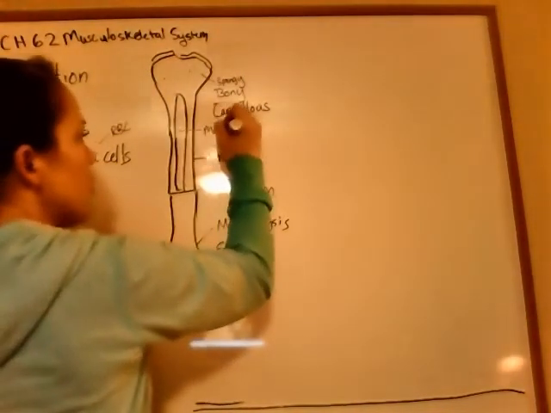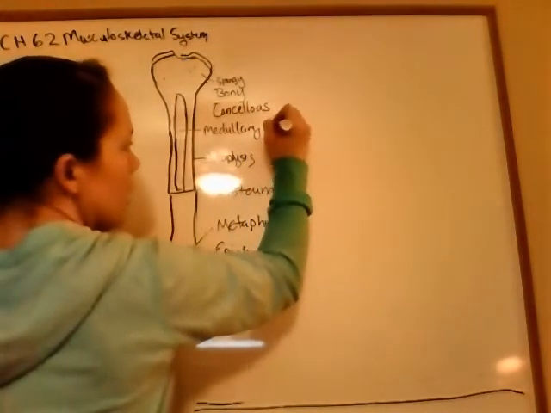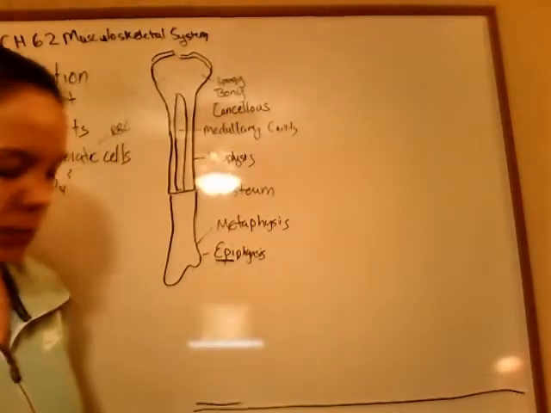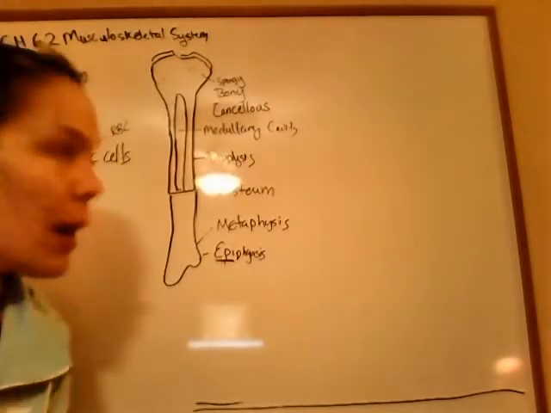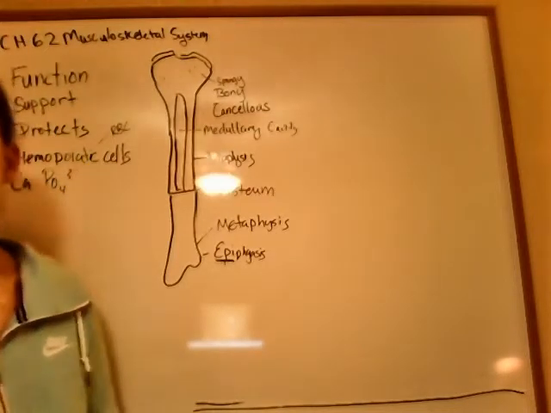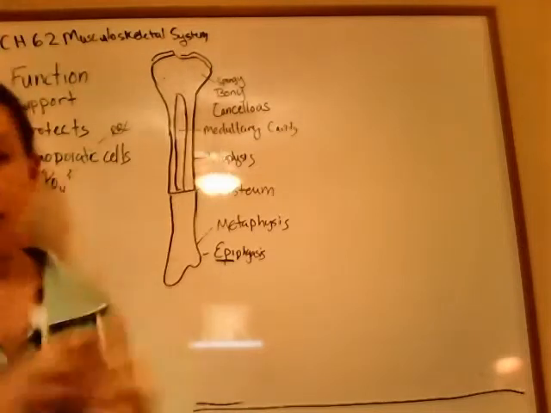The medullary cavity is going to have your red or yellow marrow. In children or younger adults, you're going to have red, but as you get older, it turns into adipose, so it becomes yellow marrow at that point. And that's, of course, where all of our cells start from.